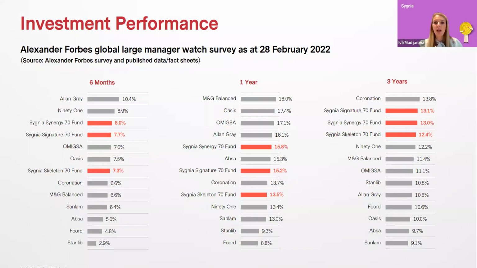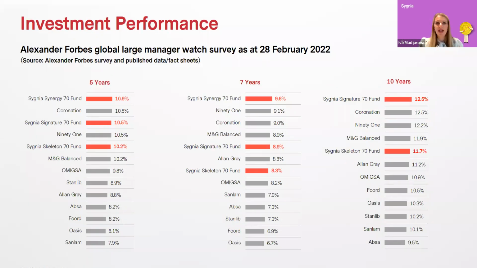And then it's always interesting to compare how these very well diversified multi-managed portfolios stack up against the single managers. And we can see that over the 6 months, it's only really Allan Gray and 91 that are at the top. Over 1 year, a couple of asset managers have outperformed. A lot of them have underperformed. But the longer the measurement period, so looking at 3 years, it's only Coronation that stands out. Over 5, 7, and 10 years, it's only really Coronation and 91 that actually stand out as consistent good performers in the surveys.